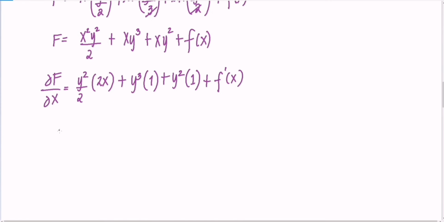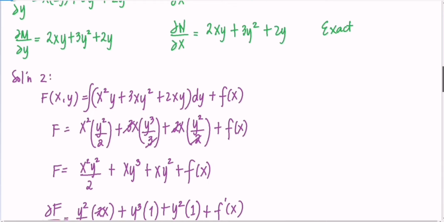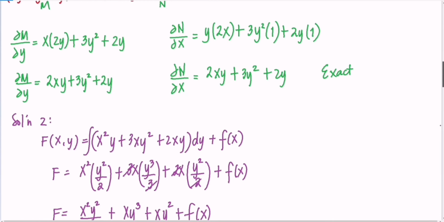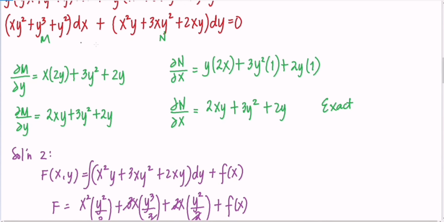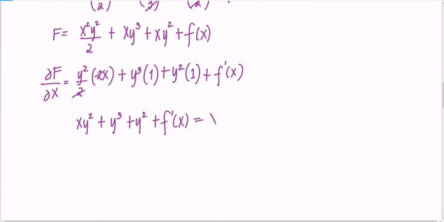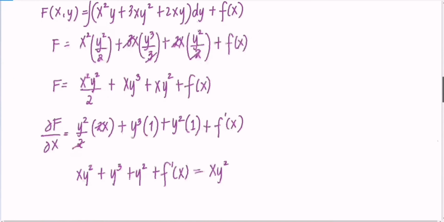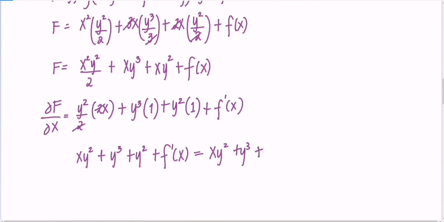Ayan. So, i-simplify lang natin, so cancel to, oh. So, magiging xy squared plus y cubed, and then plus y squared plus f prime of x. Tapos, i-equate na natin to sa m. Kasi guys, sa m natin i-equate dahil n yung ginamit natin dito. So, kabaligtaran ulit, no? So, i-equate ko to ngayon sa m. So, ano ba yung m? Ayun siya, oh. xy squared. So, kopyahin ko lang. xy squared plus y cubed plus y squared.